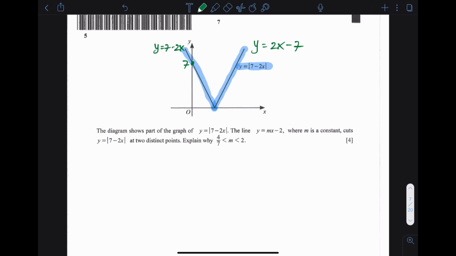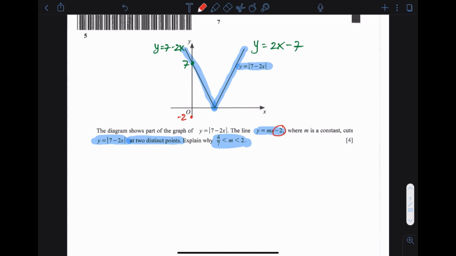Now to the question. They ask you, there is a line of y equals mx minus 2, where m is a constant number, that cuts the line that we have here at two distinct points, so they cut twice. Explain why the gradient must be between 4 over 7 and positive 2. Now let's add a line passing through negative 2. You see negative 2 here, it means the y-intercept is at negative 2. Now what kind of line do we expect?